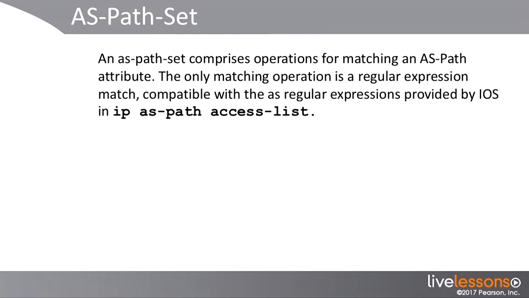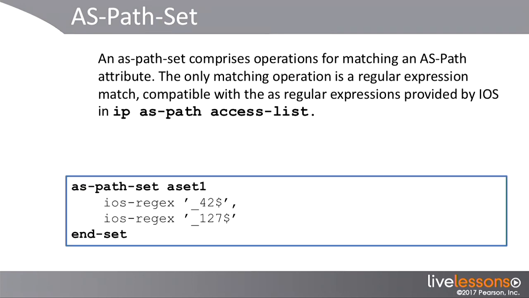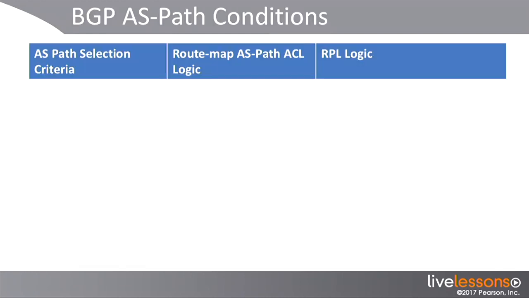An ASPath set comprises match operations on the ASPath attribute. You can form a list of ASPaths within the ASPath set, and then you can use that list to perform match operations in the if and else statements. Remember that the regular expression used under the ASPath set is compatible with the IOS regular expression used while defining an ASPath access list. Let's now have a look at the various BGP ASPath conditions.